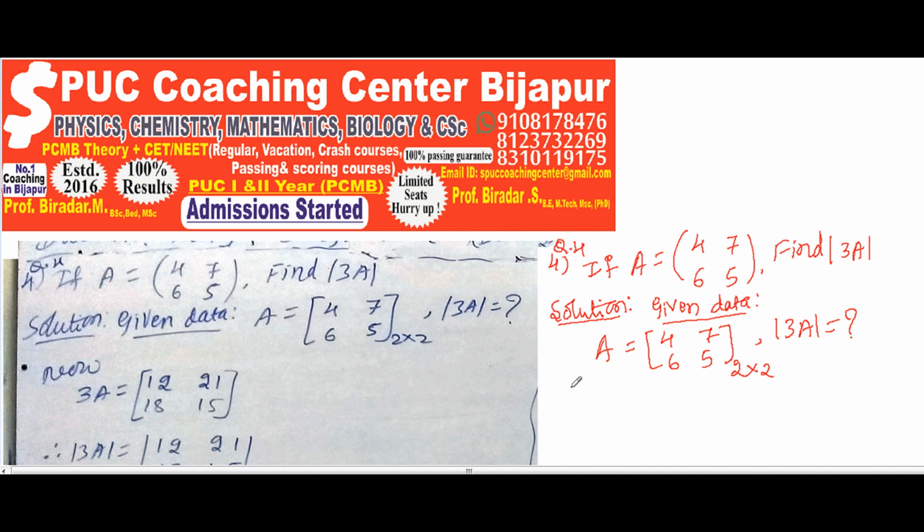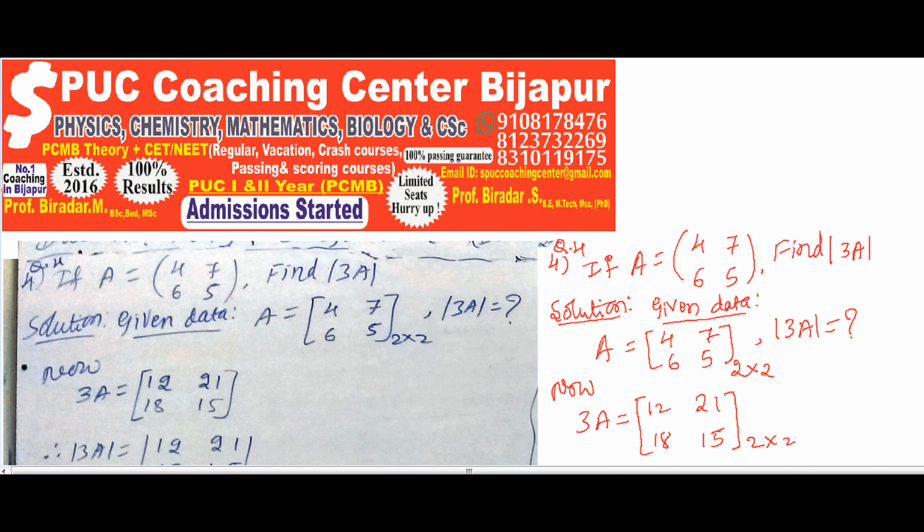Okay, first and foremost we shall find out what 3A is, then we shall find out the determinant of 3A. So what we have to do here is multiply this 3 to all the elements of the given matrix A. Then it comes out as 3 into 4 that is 12, 3 into 7 that is 21, next 3 into 6 that is 18, next 3 into 5 that is 15. It is of order again 2 by 2.